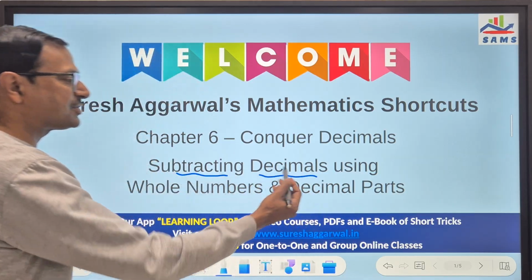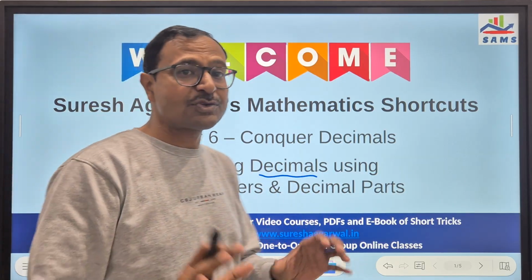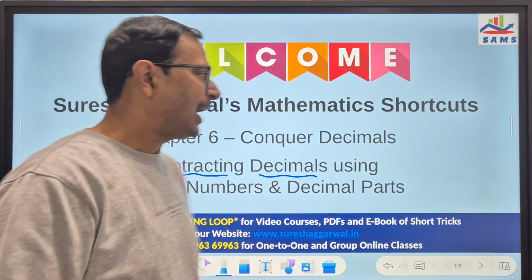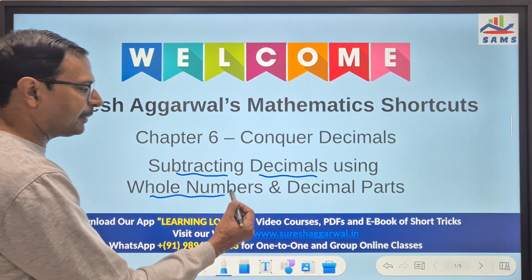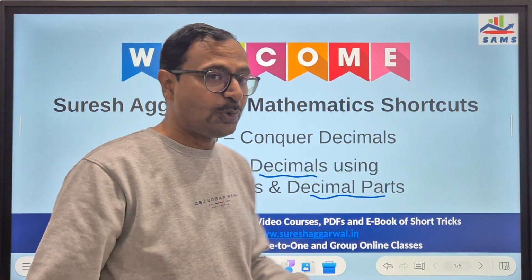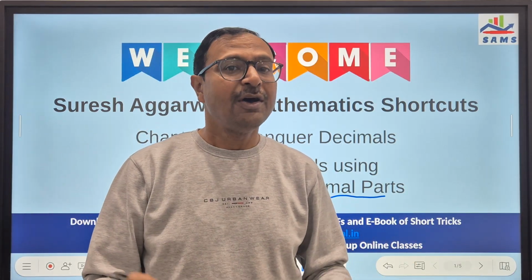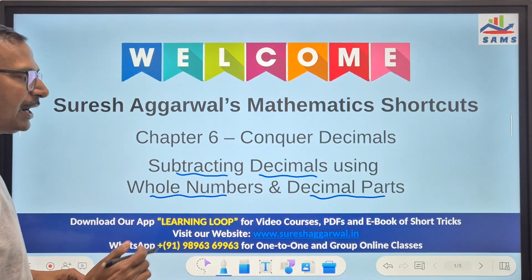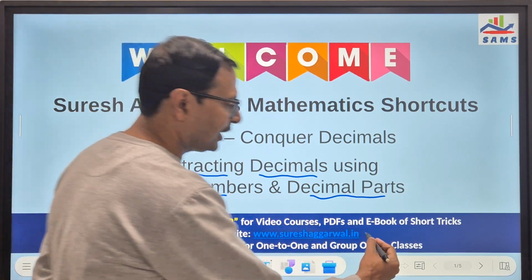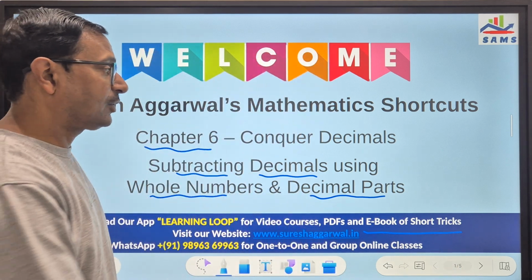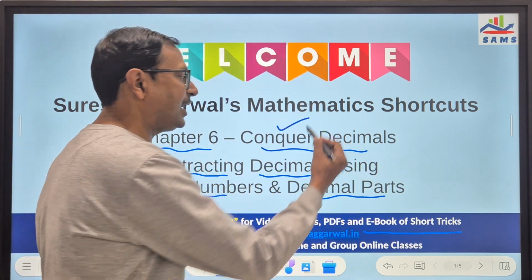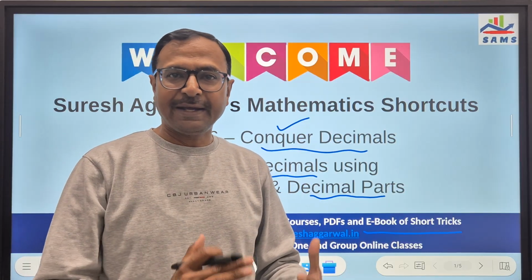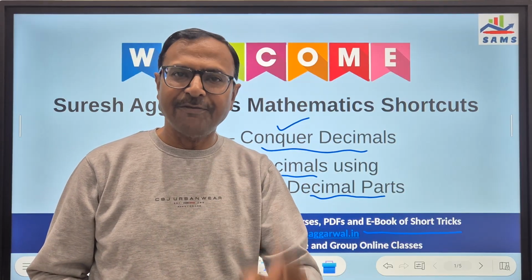And decimal subtraction is something which attracts so many errors from the students. So you need to be really smart and you have to use the whole number parts and the decimal parts very smartly to get to your final answer for the question. This video is a part of our chapter number 6 of the ebook of short tricks, conquer decimals. And yes, we are trying to help you conquer the decimals. That means get the correct answer in the first attempt every time.